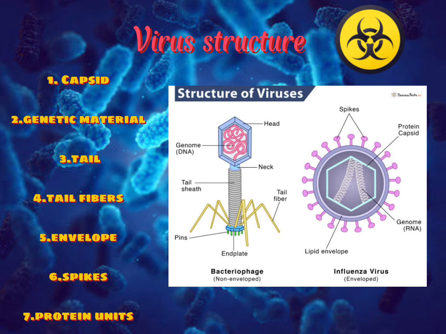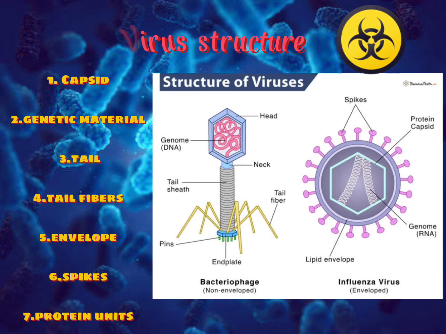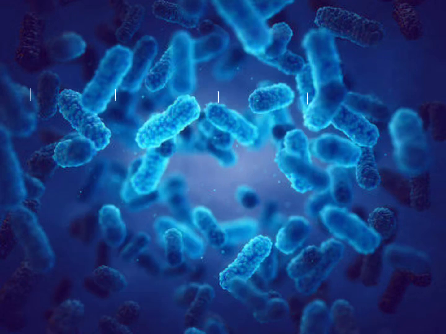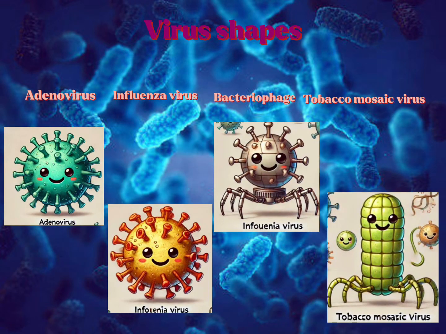And lastly, number 7 is the protein units. It is a structured protein that make up the capsid and also envelope, and it helps in viral assembly and stability. And now let's talk about virus size. Viruses are some of the smallest disease-causing structures. Most of them, they range from 5 to 300 nanometers. And now let's talk about virus shapes.